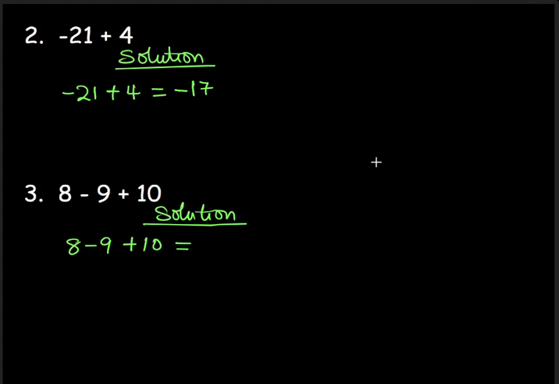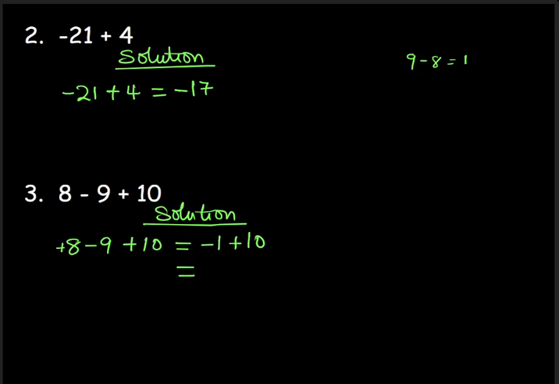Okay, so let's see, what do we have? 8 minus 9. What is the sign of 8? Sign of 8 is plus. So 8 minus 9, that's different sign. So we subtract 9 minus 8, and that will give us 1. And then we'll keep the sign of the bigger number. The sign of the bigger number is minus. So that will give us minus 1 plus 10.